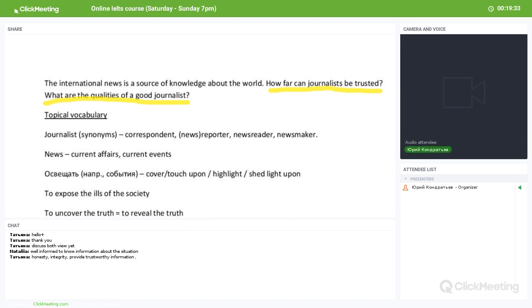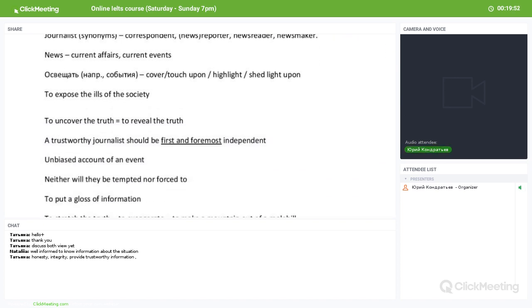Okay, a journalist should be well informed. He should know the information about the situation, or he should be knowledgeable about the situation, right? Well informed. Okay, honest. Honesty, integrity, these provide trustworthy information, right? And honest, right? A journalist should be honest. Okay, maybe any other ideas?